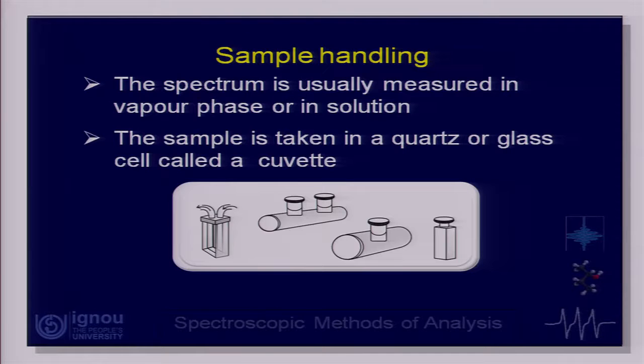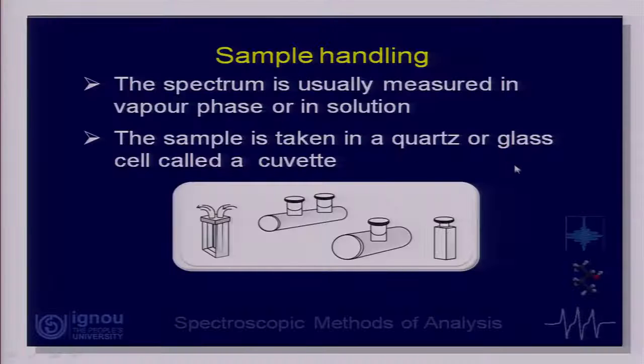So, for that to be done, the sample, whether a solution or a neat liquid or vapors, is taken into some kind of container. That container is called a cuvette, and that is typically made of quartz or glass. These cuvettes come in a variety of shapes. Depending on the kind of requirement, we can use a cuvette of a suitable type.